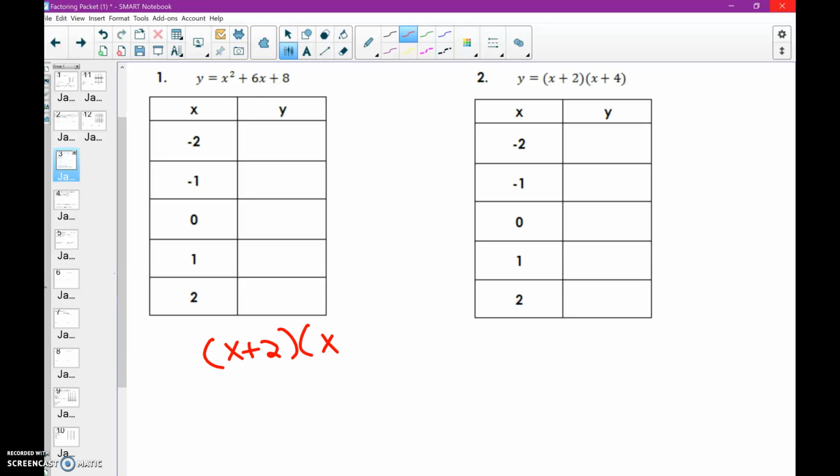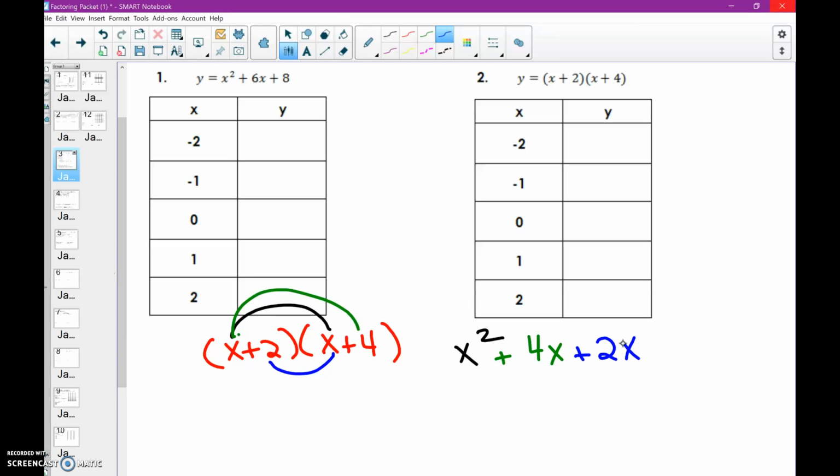If I do x plus 2 times x plus 4, and I actually distribute everything out, x times x is x squared, x times 4 is 4x, 2 times x is 2x, and 2 times 4 is 8. Alright, and then I can combine these two things in the middle, right here, and then my final equation ends up being x squared plus 6x plus 8, which is exactly what we started with.